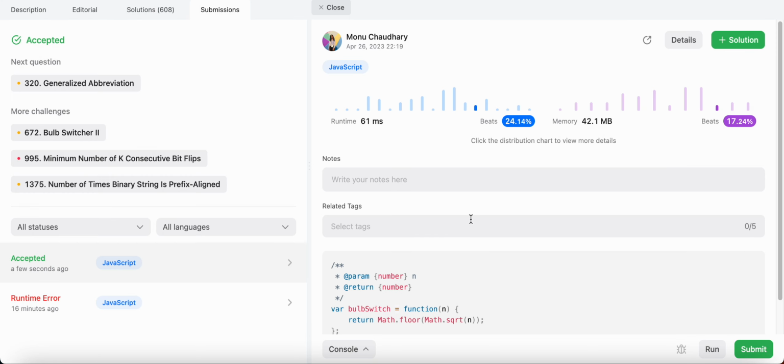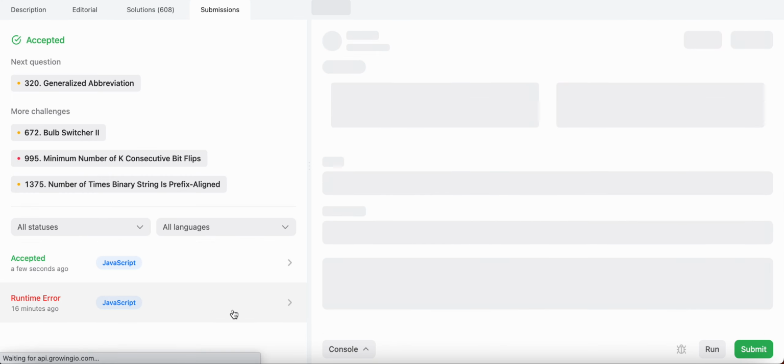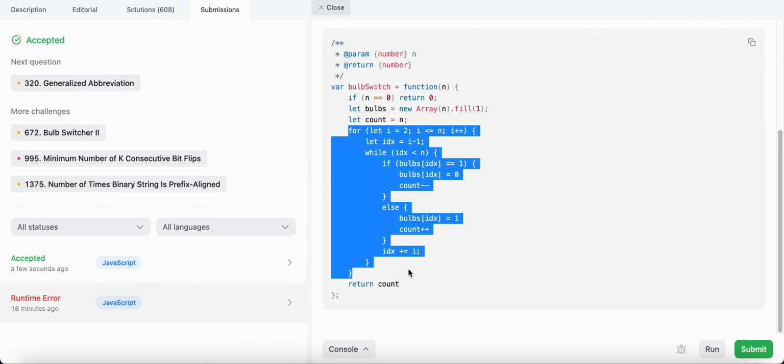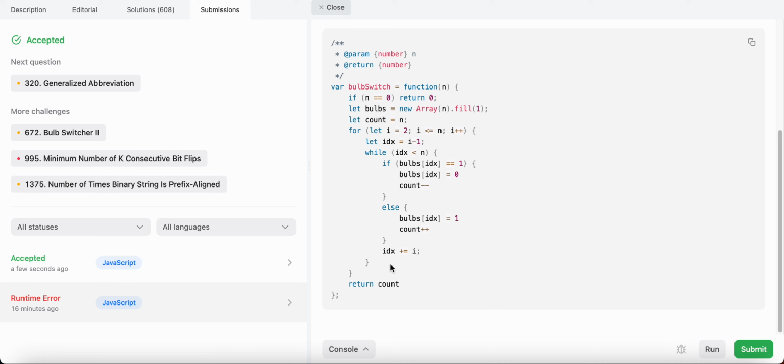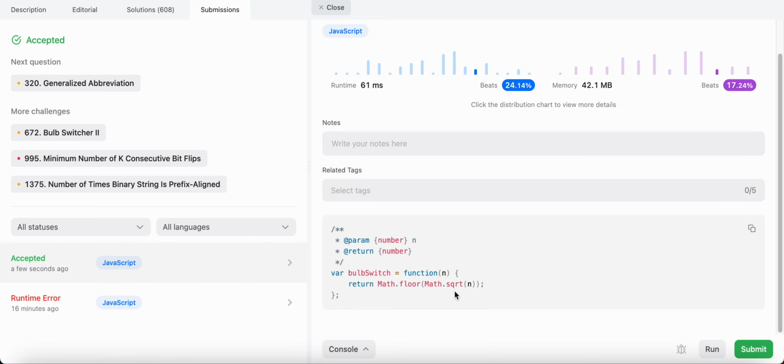Great. So this was just an O(1) time complexity solution. I also tried an iterative solution, which is O(n squared), but I got a runtime error for this solution. So you could come and check my solution, but yeah, this one is the O(1) time complexity solution. Hope you liked my solution.